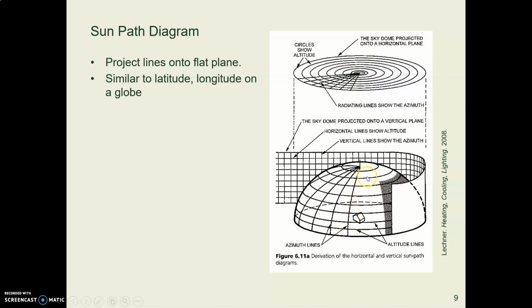And those lines like longitude, those azimuth lines on your sky dome, you can project them straight onto your flat view as you're looking straight down at your dome. So this flat disk up above is what your sky dome would look like if you projected it onto, let's say, a flat sheet of paper. And it's that flat projection that we're going to look at when we look at sun path diagrams.